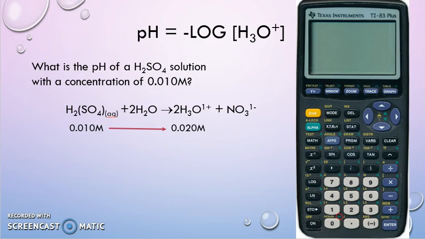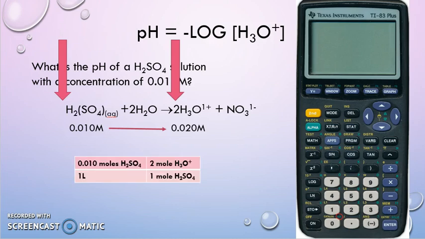Now, if you want to see this in multimole ratio form, you see that there's 1 mole of H2SO4 for every 2 moles of H3O1 plus. If we take a look at the stoichiometry of it, if you simply put down the molarity, 0.01 moles over 1 liter, and then apply the multimole ratio of 2 moles of hydronium to every 1 mole of H2SO4, you will arrive at 0.020 molar. So now we can go to our calculator. And again, I'm going to push negative log and then put in that concentration, 0.020, and hit enter. And my final answer comes out to be 1.7. So here I know that my final pH is 1.7.